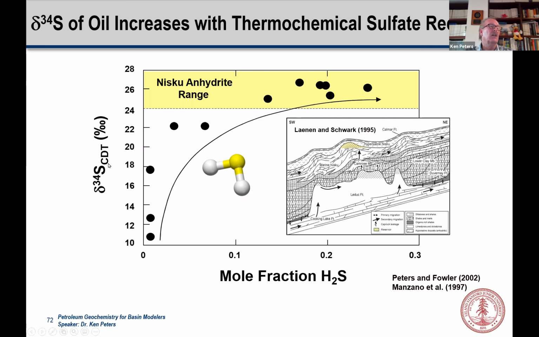So here's a little example of the increase in the sulfur isotope. This is relative to the Canyon Diablo troilite standard. And you see the isotope composition with the increasing fraction of H2S, that's increasing TSR, that isotope composition approaches that of the anhydrite seal there in the Brazeau River in Alberta.